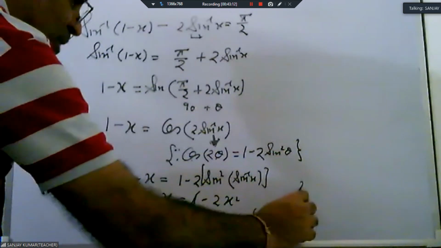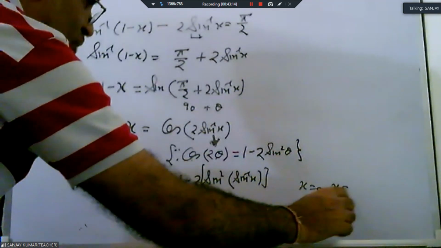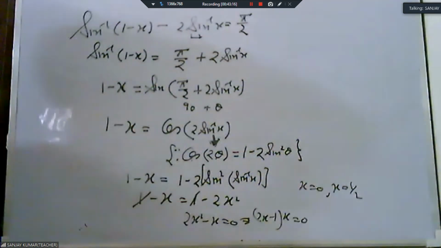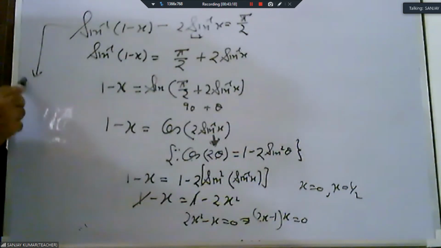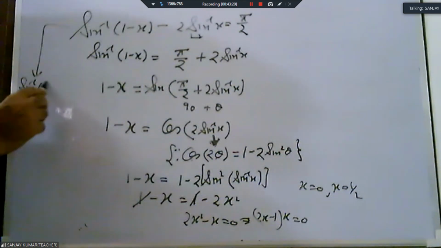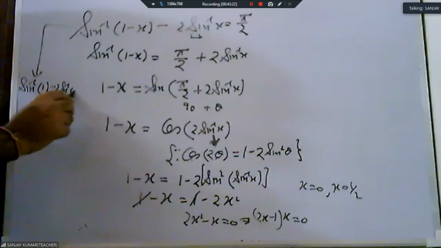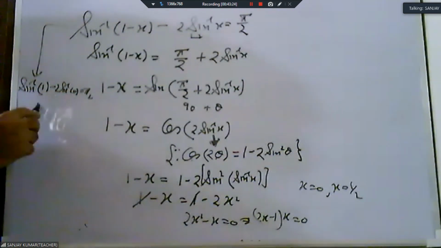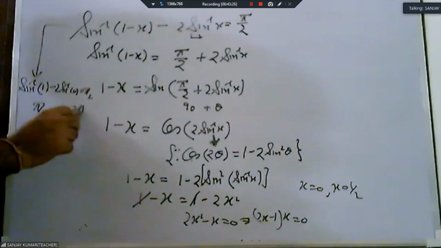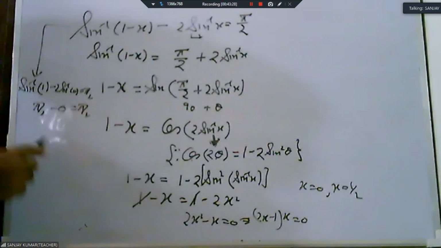Then for that we check which value satisfies the equation. So first of all we check for 0. If we check for 0, sine inverse 1 minus 2 sine inverse 0 is equal to pi by 2. Sine inverse 0 is 0. So pi by 2 is equal to pi by 2. That means 0 satisfies the equation.